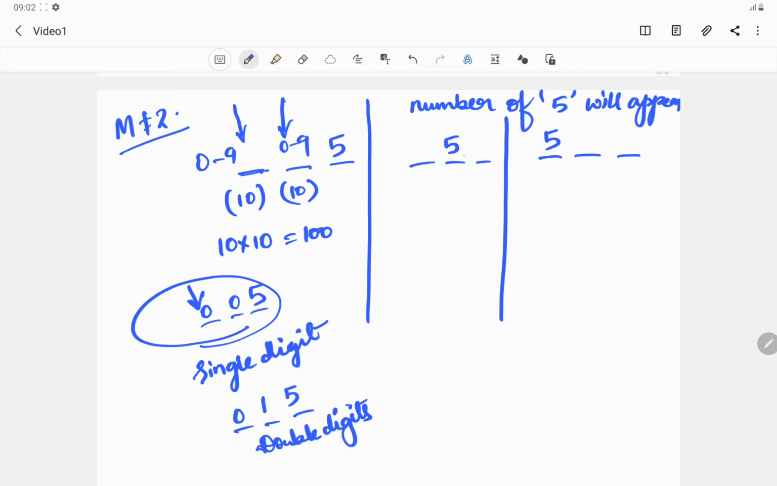Now another case where the 5 is put in the tens place. At the hundreds place we can put anything from 0 to 9, and at the units place we can put anything from 0 to 9. So 10 into 10, so we are getting 100. Now you may ask a question that 0 5, is it being counted here? It has not been counted here, because if we put another 0 here, that is different from this. This is 5, this is 50. So basically if we put 0 in the hundreds place over here, we are dealing with 2-digit numbers.